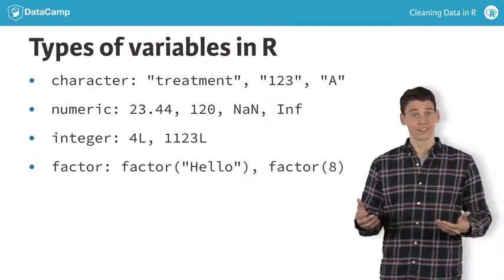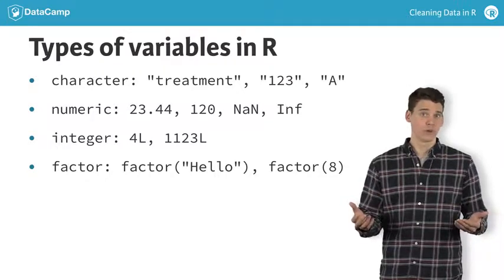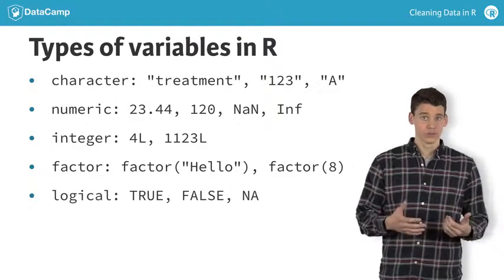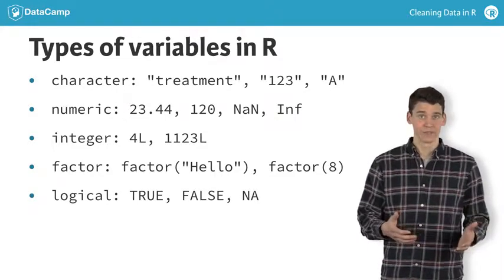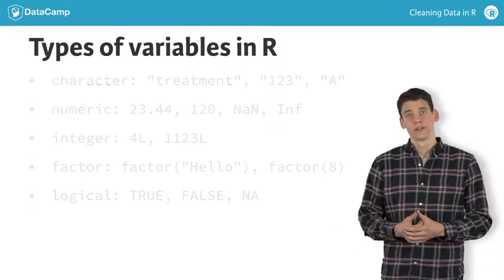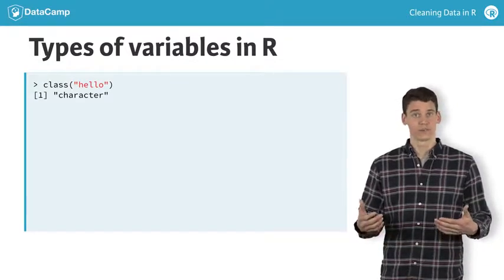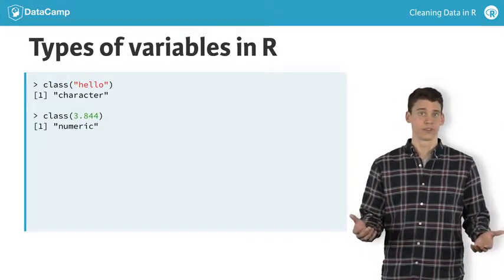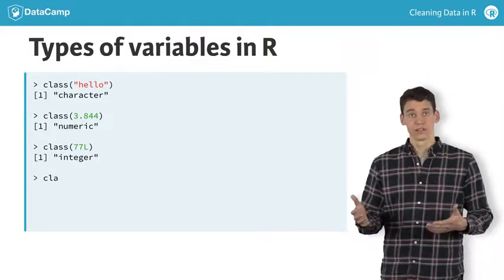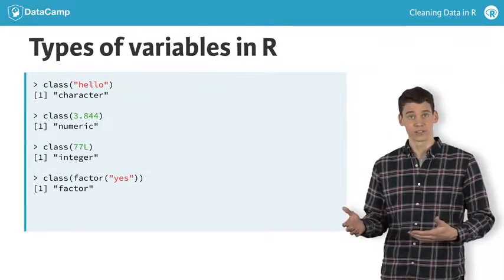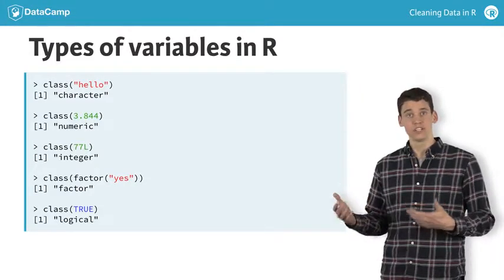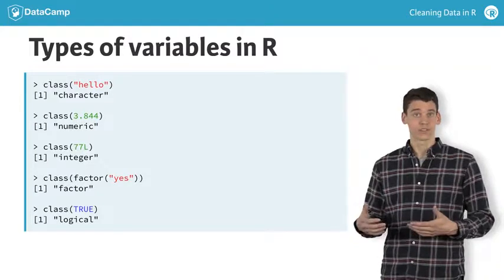Factors are created using the factor function and can be appropriate when working with categorical variables. Finally, logicals include TRUE, FALSE, and NA, which, as you know by now, is R's placeholder for missing values. The class function is useful for inspecting the type of variable that you're dealing with. In addition to being called on single values or scalars, class can also take vectors or data frame columns as inputs. Here, we tested it on examples of each class of variable, and the results are as you might expect.